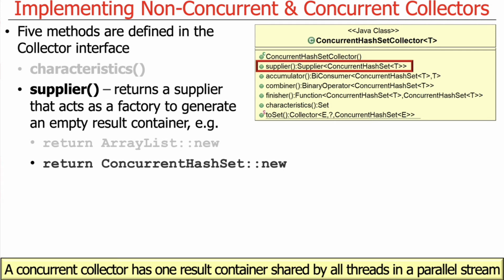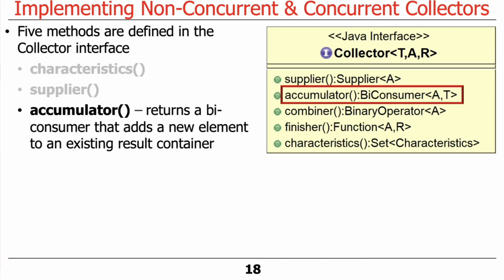In contrast, if you're doing a concurrent collector, then you need to give it a constructor reference for a concurrent collection. So ConcurrentHashSet is my little concurrent collector that will put things into a hash set that's made to be thread safe by wrapping ConcurrentHashMap. So that has to have synchronizers on it, which of course it does.